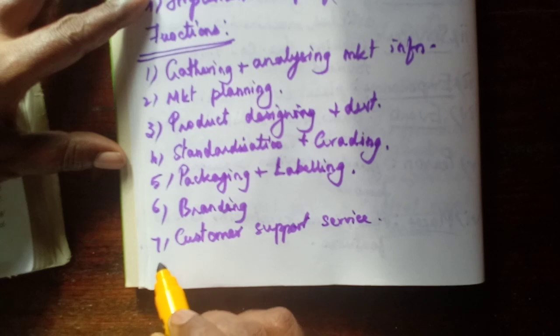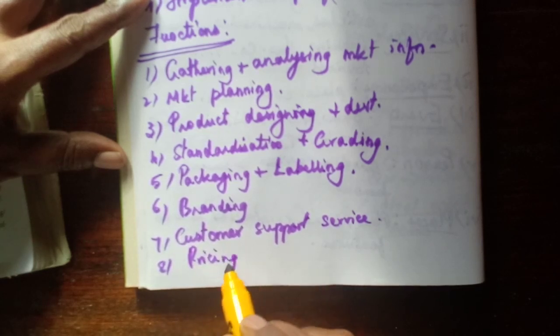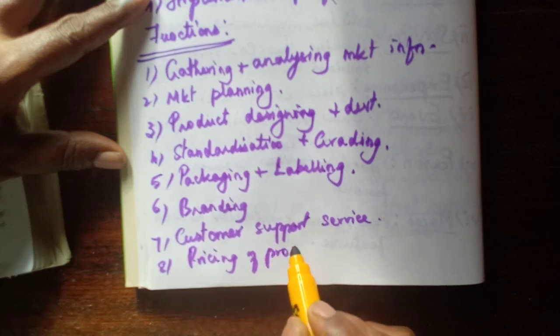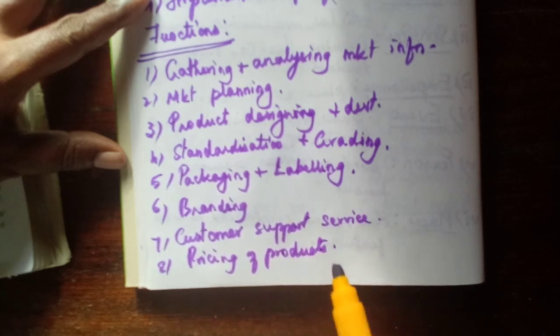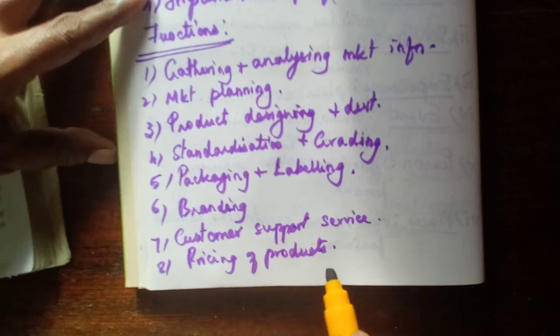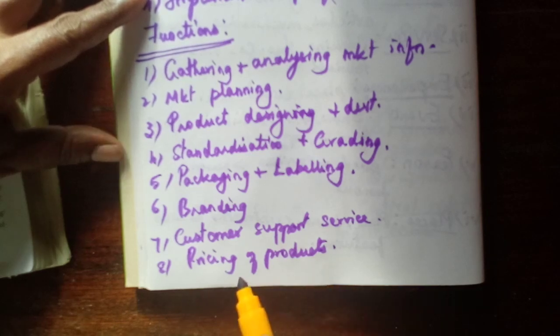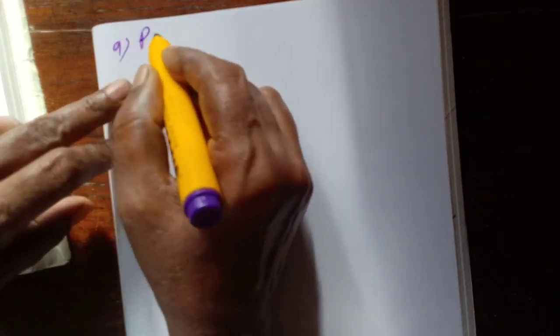Then pricing of products. The pricing of products is very important. If the price of a product is very high, the people may not be able to afford to buy. So the pricing must be reasonable. The pricing is also very important. And promotion and selling.